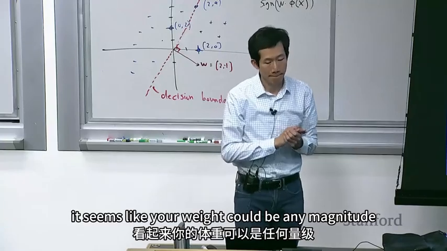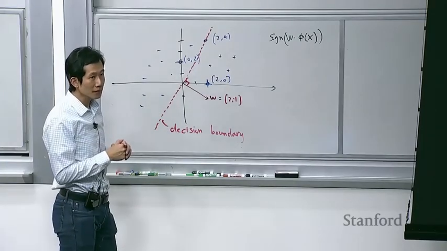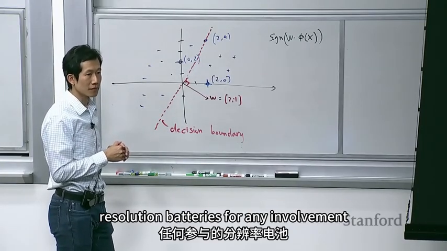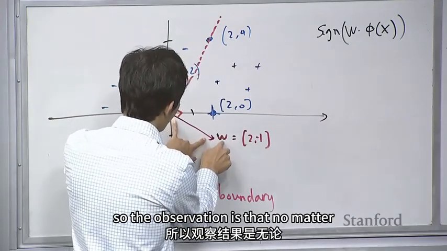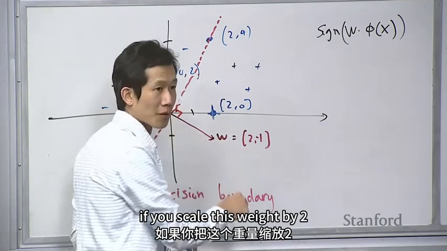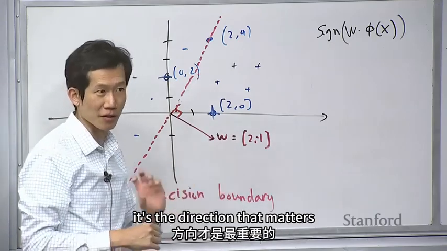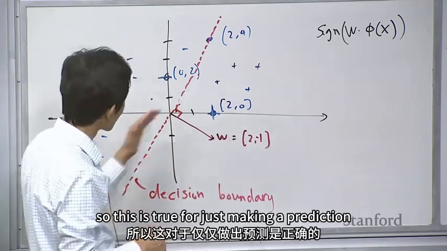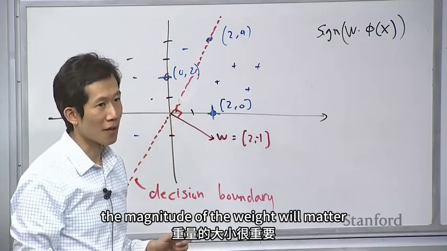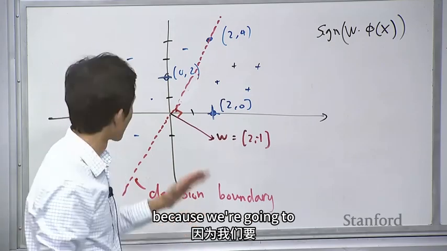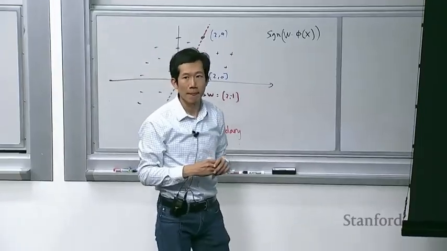Question? Yeah. It seems like your weight could be any magnitude. Yeah. So we have 1 less degree of freedom. Yeah. So that's a good point. The observation is that no matter if you scale this weight by 2, it's still going to have the same decision boundary. So the magnitude of the weight doesn't matter. It's the direction that matters. So this is true for just making a prediction. When we look at learning, the magnitude of the weight will matter because we're going to consider other more nuanced loss functions.